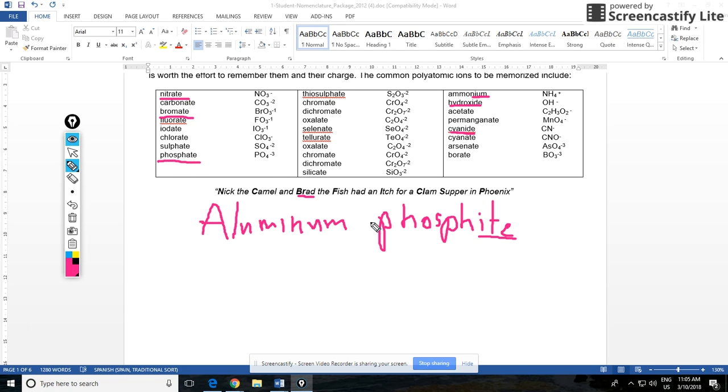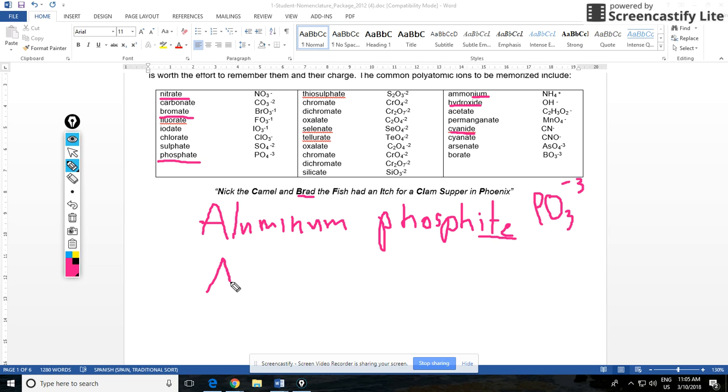So in this case, you'll notice that we have phosphate written down here, PO4 3-, but not phosphite. So I'm going to tell you what the formula for phosphite is, and I'll teach you in another video how to actually derive the formula or make it up by knowing phosphate. So the formula for phosphite is PO3 3-. Notice it's just one less oxygen.